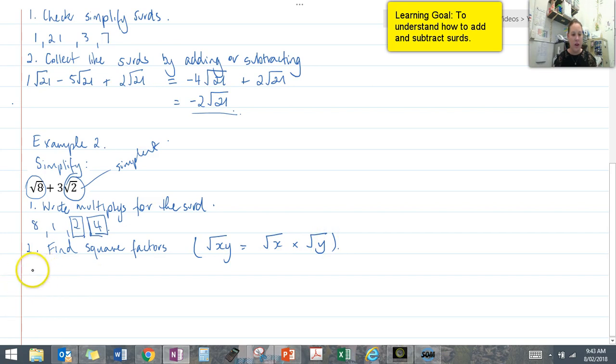So that's going to give us the square root of 2 times 4 plus 3 square root of 2. And that's going to equal the square root of 2 times the square root of 4 plus 3 square root of 2, which is going to equal, we can do the square root of 4, that's going to give us 2 times the square root of 2 plus 3 square root of 2. So now we can collect like surds by adding or subtracting.